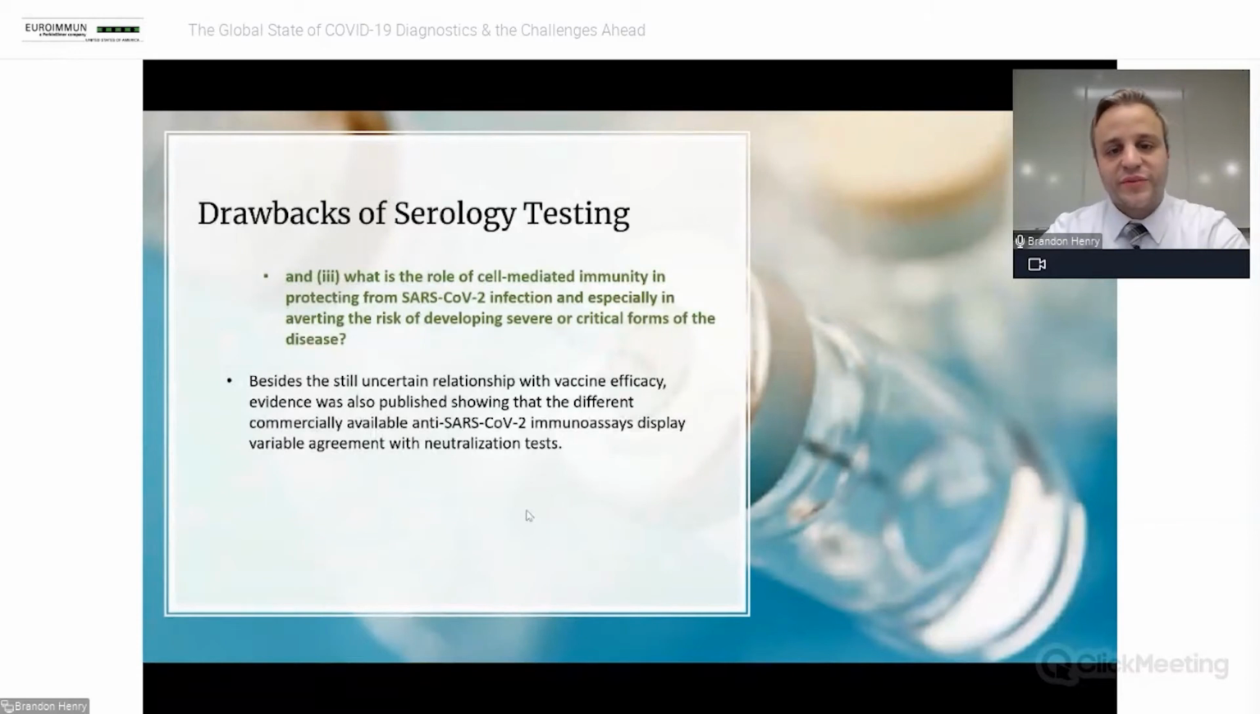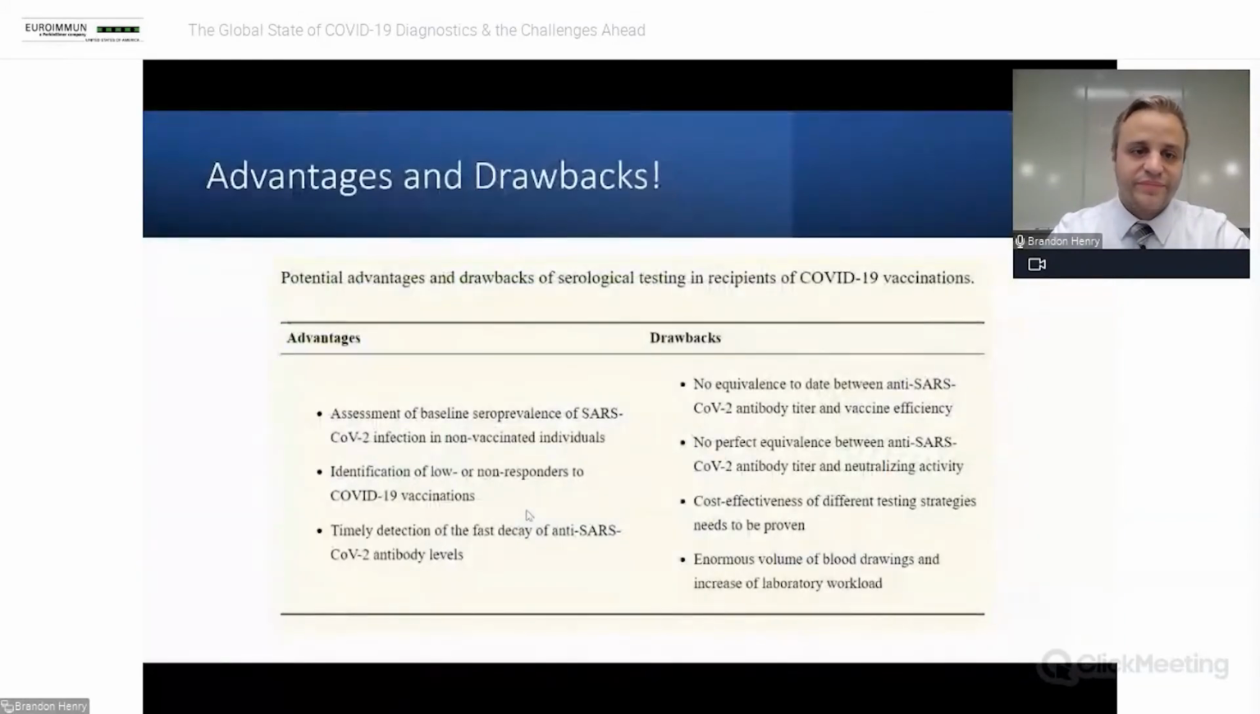Besides the still uncertain relationship of vaccine efficacy, evidence has also been published showing that the different commercially available immunoassays display variable agreements with neutralizing tests, sort of complicating the entire picture, which is again why I recommend using multiple panels of assays with some type of surrogate viral neutralization test.